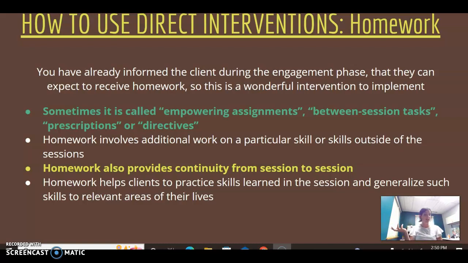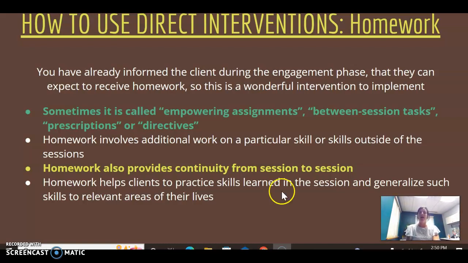Sometimes homework has negative connotations. You all are college students, so when you hear the word homework, it doesn't necessarily ignite joy and sparking good feelings. So we have to be mindful of how we are phrasing and presenting homework to our clients, because it could be taken as a negative or something cumbersome versus something that actually is helpful. So you can change how you refer to it. It can be called empowering assignment, between session tasks, prescriptions, directives, whatever works with your client and where they are at.